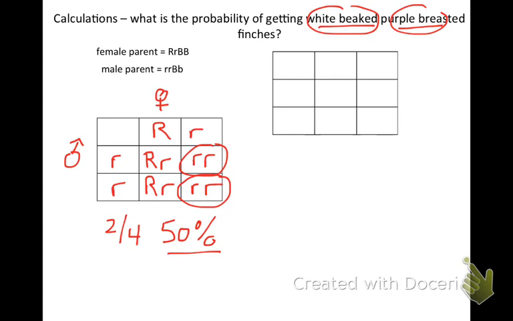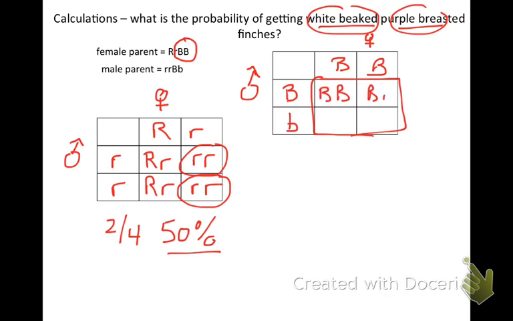But let's look at the other genotype and phenotype that we're looking at, and that was beak characteristics. So we've got our female up here is capital B, capital B, and here's our male parent, and he is capital B, lowercase b. The progeny of this cross would be capital B, capital B, capital B, capital B, capital B, lowercase b, and capital B, lowercase b. Again, we look at the progeny and see that all of them have at least one copy of the dominant gene. So we have 100% with a white beak.